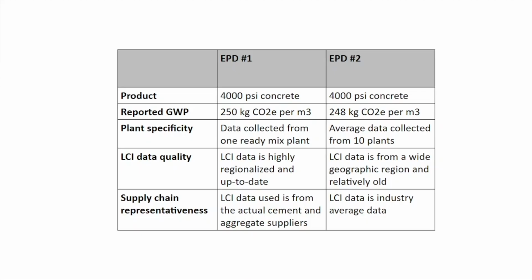However, if we look further into the EPD data quality, we can see that EPD number 1 is plant-specific, supply chain-specific, and the background data is geographically and temporally representative of the processes. On the other hand, EPD number 2 has the opposite characteristics. It is not plant-specific. In fact, it's an industry-wide average EPD, and the background data is not geographically or temporally relevant. Thus, although EPD number 2 technically has a lower reported GWP, the results from the EPD are clearly of much lower confidence than EPD number 1.